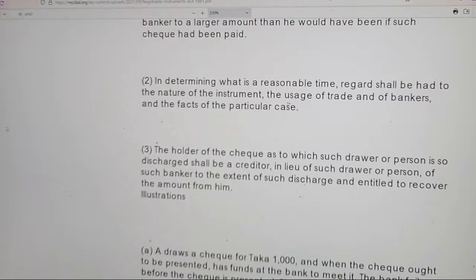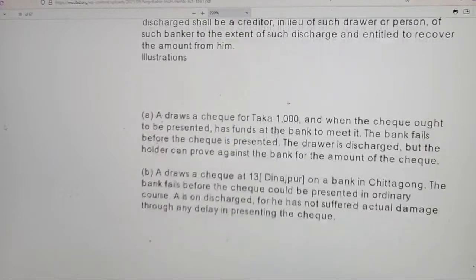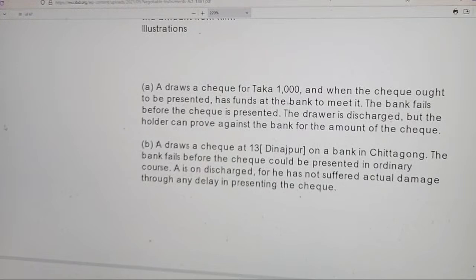2. In determining what is a reasonable time, regard shall be had to the nature of the instrument, the usage of the trade and of bankers, and the facts of the particular case. 3. The holder of the check, as to which such drawer or person is so discharged, shall be a creditor in lieu of such drawer or person of such banker to the extent of such discharge, and entitled to recover the amount from him. Illustration: A draws a check for Taka 1000, and when the check ought to be presented has funds at the bank to meet it. The bank fails before the check is presented.